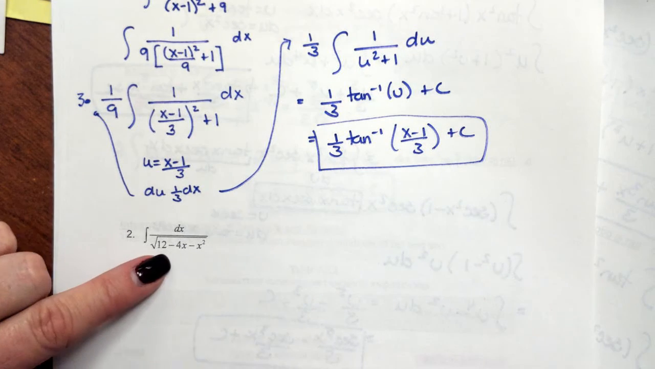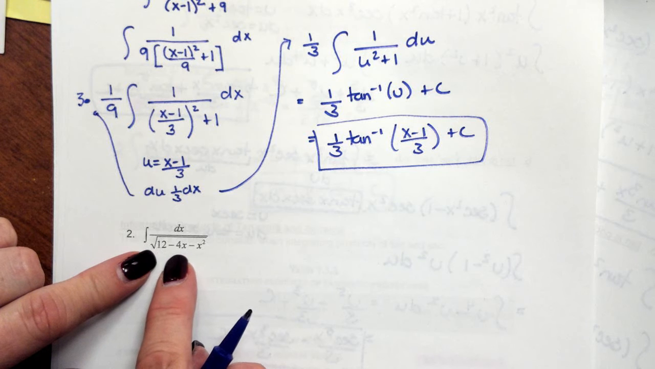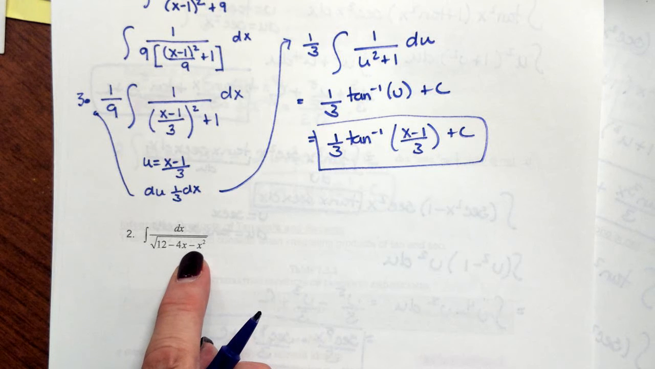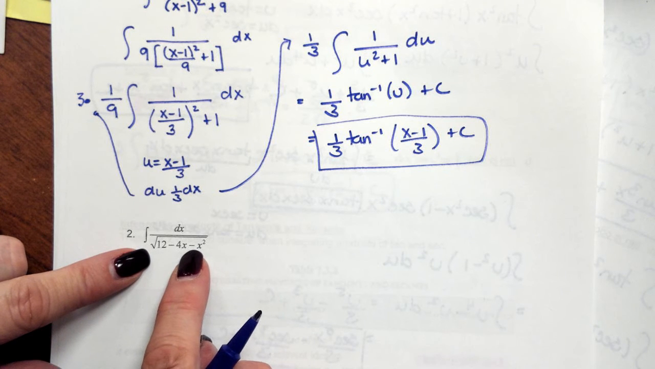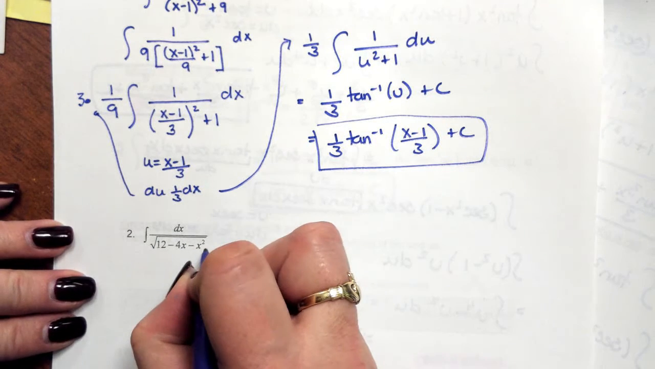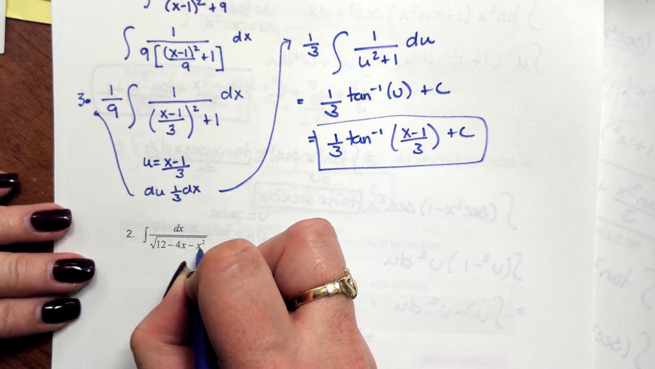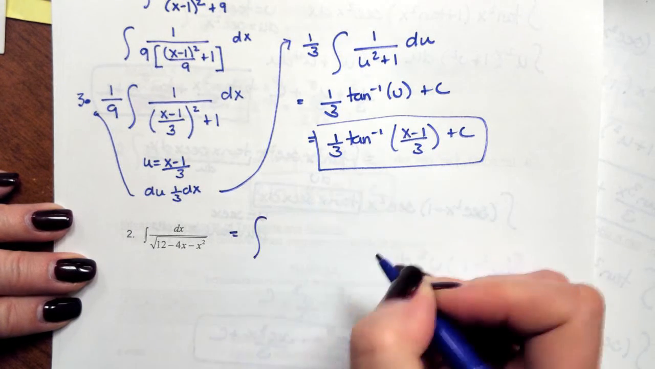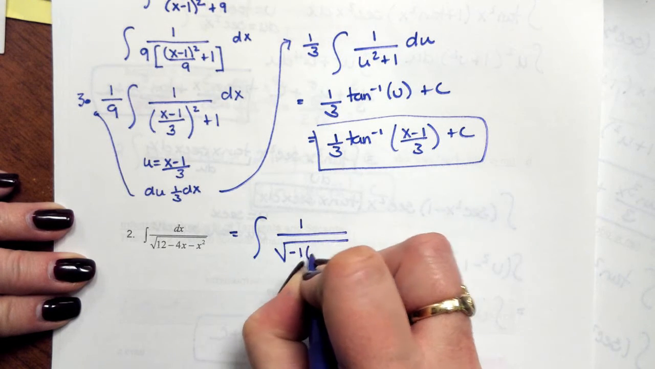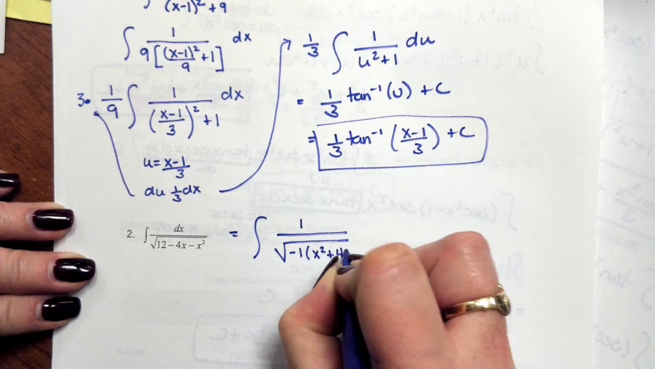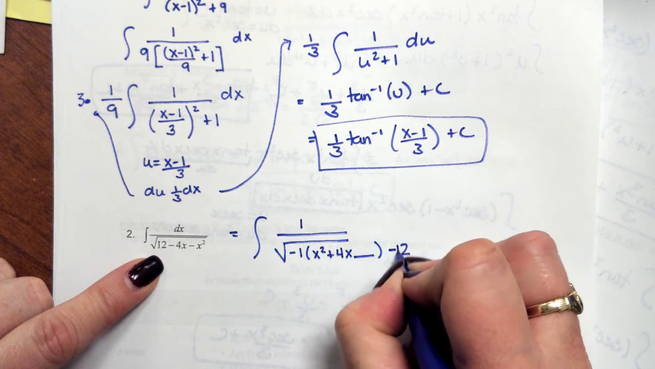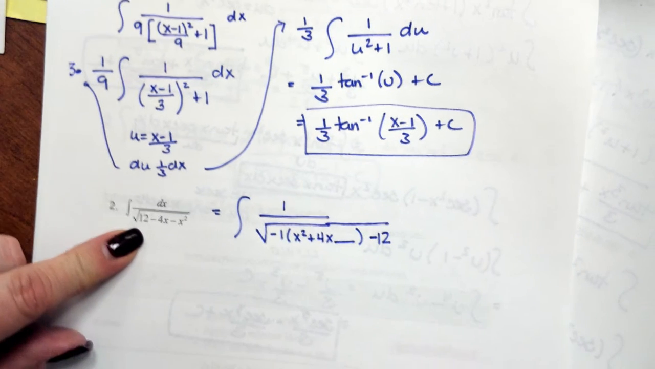So when I take a look at problem number 2, again, this is going to be the square root of 12 minus 4x minus x squared in the denominator. So in order to complete the square, again, I've got this trinomial underneath of this square root. There's a constant in the numerator. In order to complete the square, the coefficient of x squared needs to be a positive 1. So my first step is going to be to rewrite this integral as 1 over the square root. I'm going to factor out a negative 1. That's going to give me an x squared plus 4x. I'm going to leave this blank. That's where I'm going to complete the square. And it's going to be a minus 12. That's all underneath my square root.